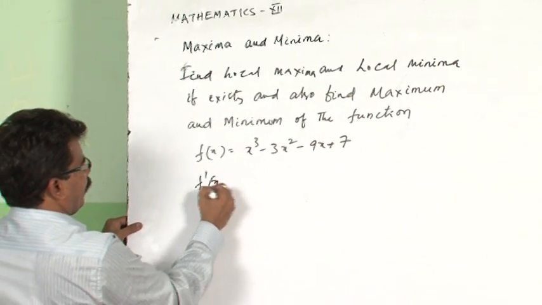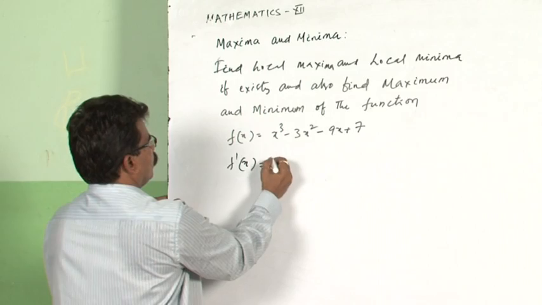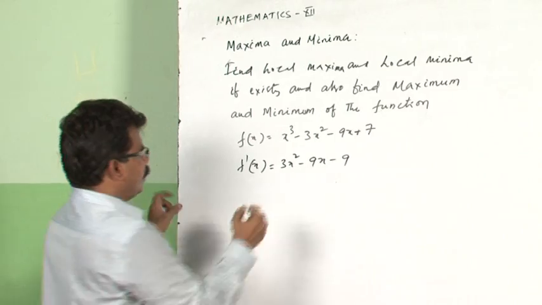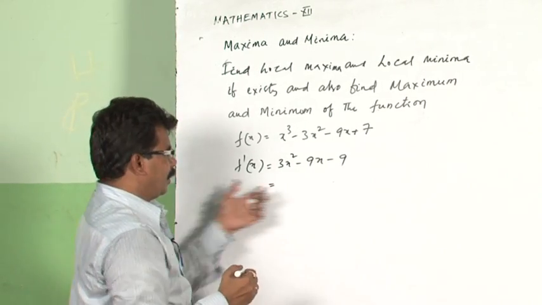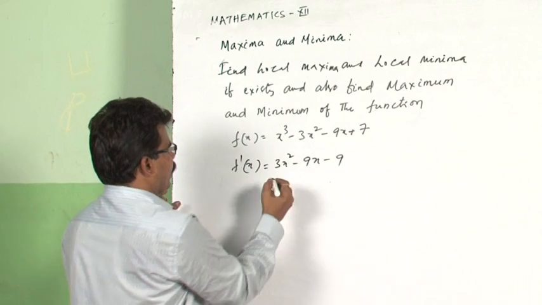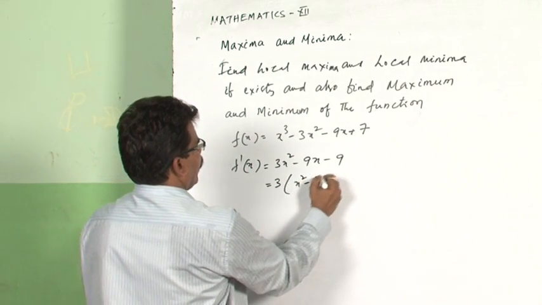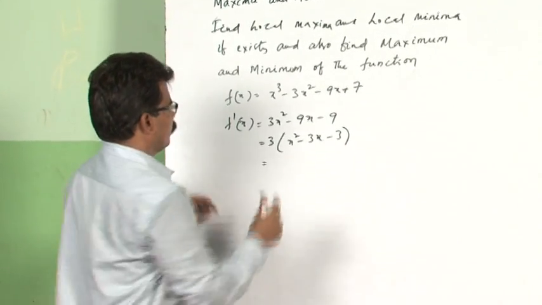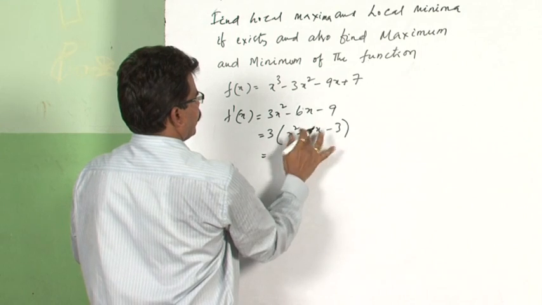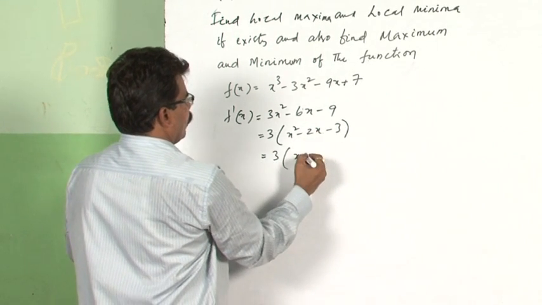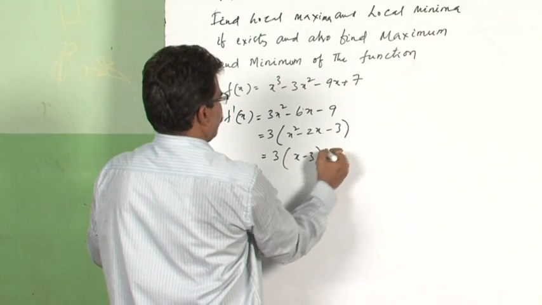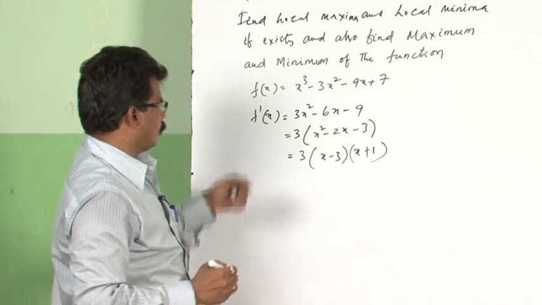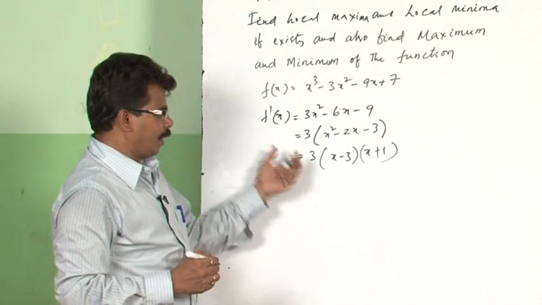Now, let us find the derivative f dash x. f dash x is equal to 3x square minus 9x minus 9. My suggestion is, you factorize f dash x here itself instead of equating to 0 for critical points. Let us factorize: 3 into x square minus 3x minus 3, that is 3 into x minus 3 into x plus 1. So after finding the derivative, I have factorized it.